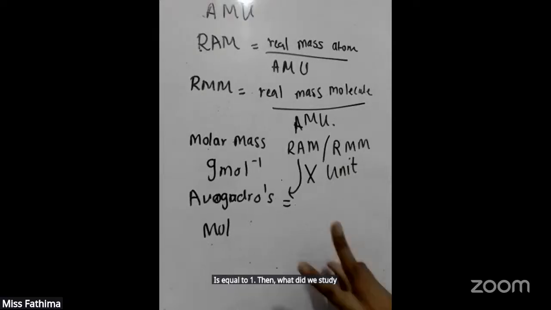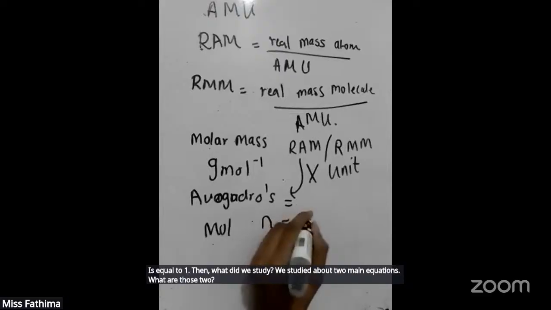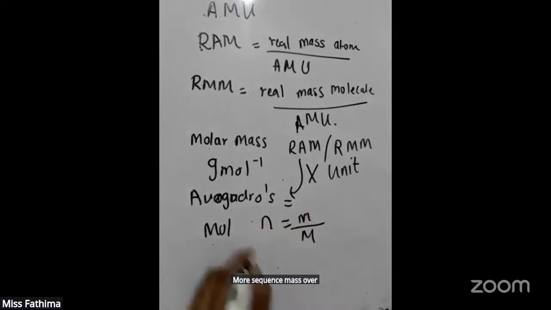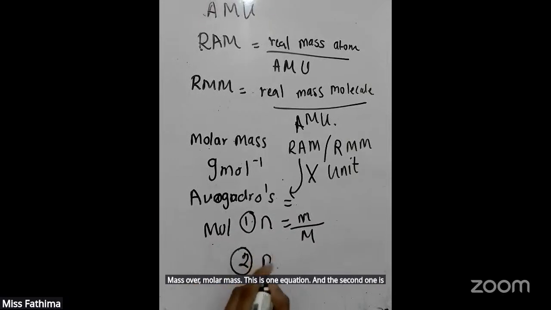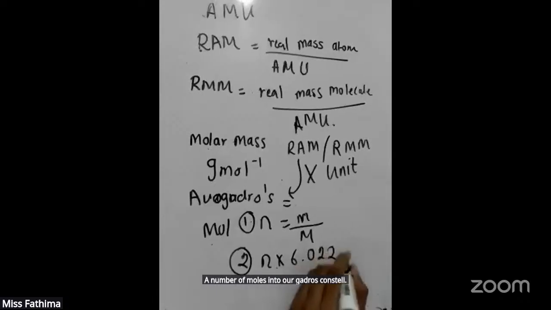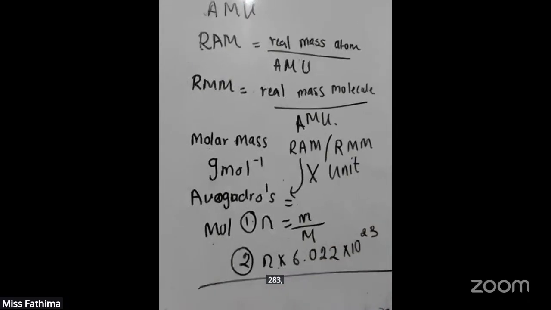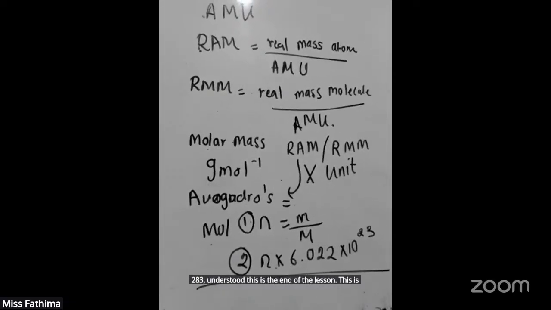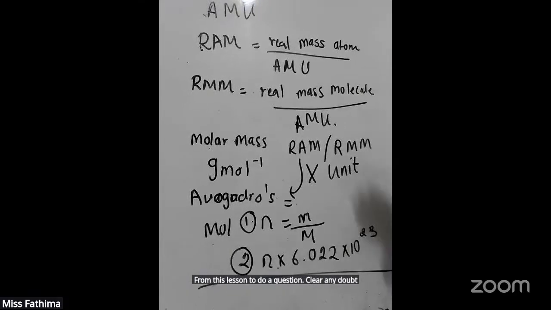We studied about two main equations. What are those two? Number of moles equals mass over molar mass. This is one equation. And the second one is number of moles times Avogadro's constant, 6.022 × 10 to the power 23. Understood? This is the end of the lesson. This is the complete idea you need from this lesson to do a question. Clear? Any doubt? Any doubt of any step?